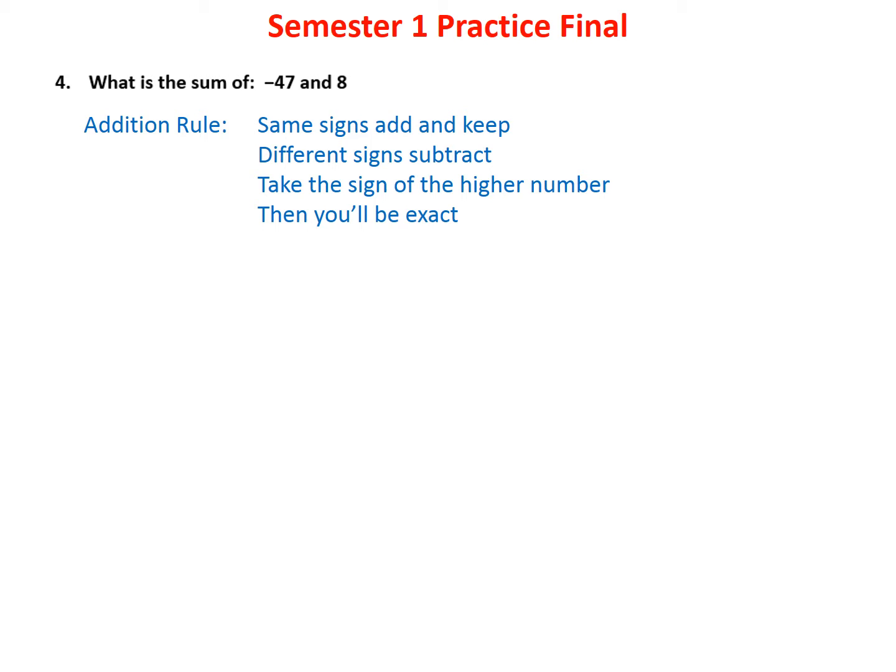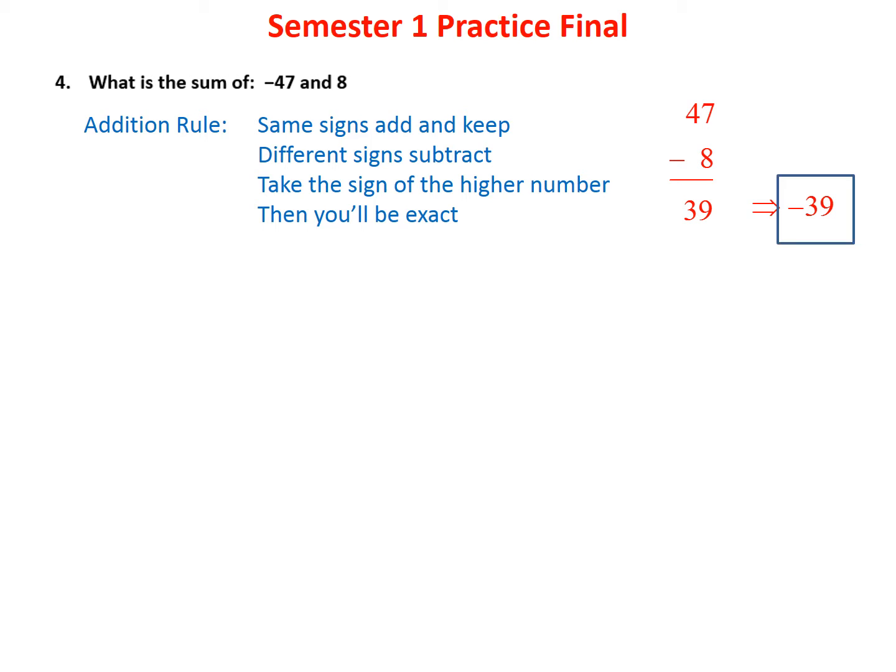So this is different signs, minus and plus, so it says different signs subtract. So 47 minus 8 is 39. Now finally, I just need to figure out if it's going to be positive or negative. Take the sign of the higher number. Well, the higher number is 47 and it was negative, so my answer is negative 39. That's one way to do it if you understand that rule.